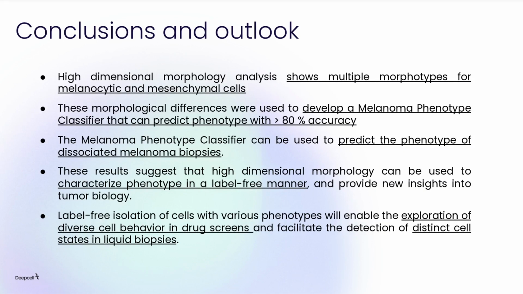So high-dimensional morphology analysis reveals multiple morphotypes of melanocytic and mesenchymal cells. Then these morphological differences were used to develop a melanoma phenotype classifier that can predict phenotypes with more than 80% accuracy. Then we can now use this classifier to predict the phenotype also of dissociated melanoma biopsies from melanoma patients. This allows us to really characterize cell phenotypes in a label-free manner, and this can give us new insights into tumor biology.